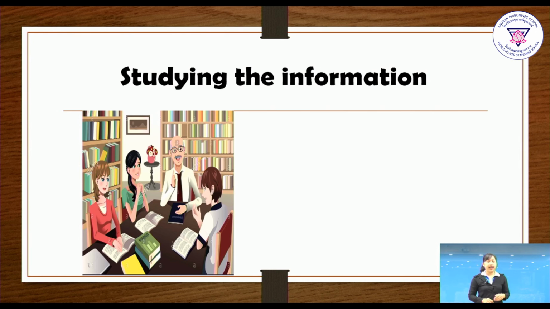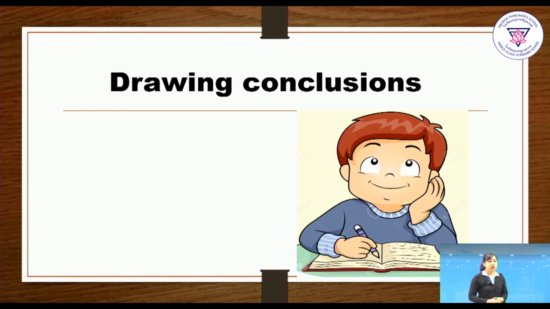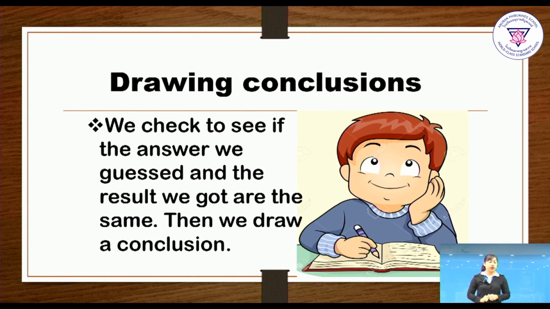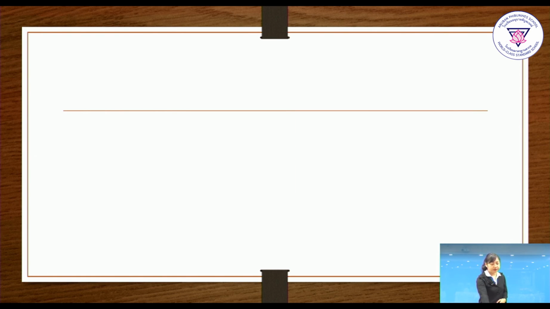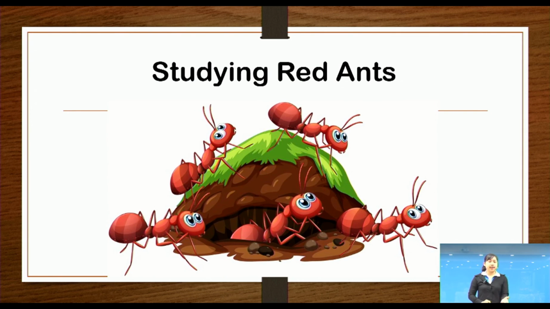The next one is to study the information that you have gathered. You can work in a group so that your ideas will come out into an answer. The next one is the drawing of conclusions. When we say drawing of conclusions, we check to see if the answer we guessed and the result are the same, then we draw a conclusion, meaning this is the final idea or the final answer to your questions. The next one is an example.